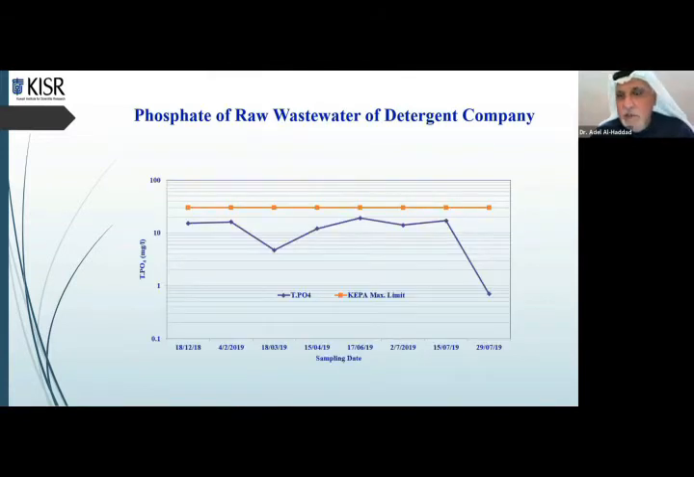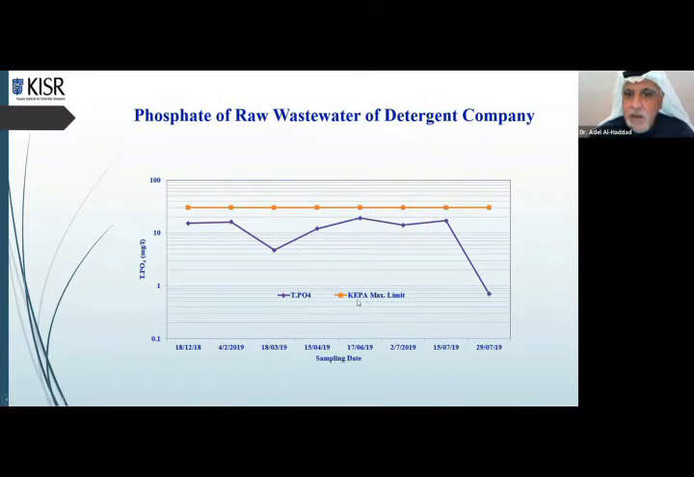I'll try to show some of the results, okay? Just to see, even without treating the industrial wastewater, how good the quality of the industrial wastewater is. Here I'm focusing on the phosphate in the raw wastewater coming out from one of the factories in the Sabhan area, which is a detergent factory, okay?